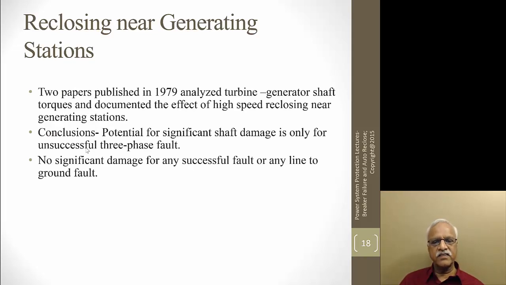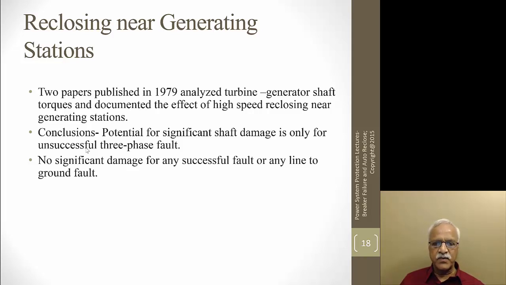Reclosing in generating stations: there were two papers published in 1979 which analyzed the turbine shaft torque. If a fault occurs, the generator speeds up, and if you trip and then reclose, then if the fault is cleared, the system is at synchronous speed while the generator is at a higher speed. It produces a rotational torque on the generator, which could be detrimental. So they say that there is potential significant damage only for an unsuccessful three-phase fault.